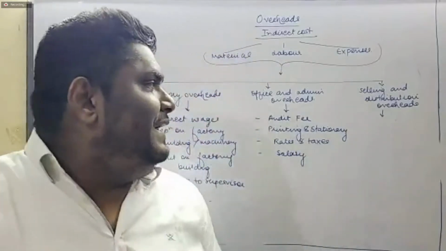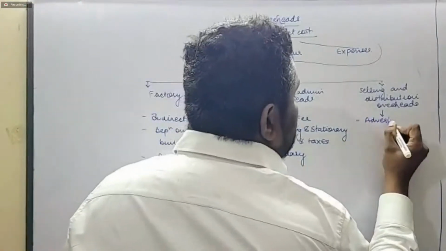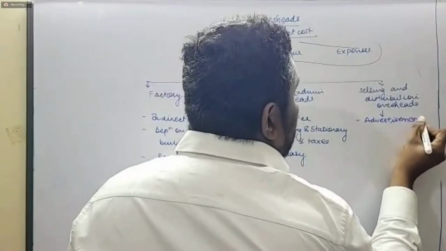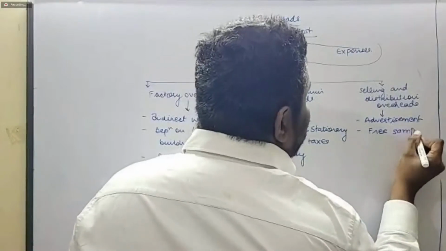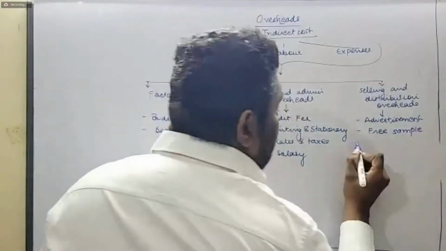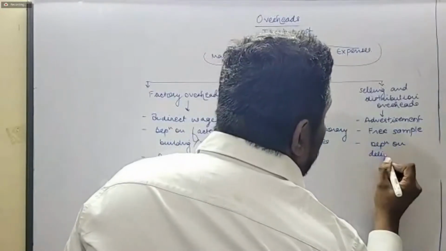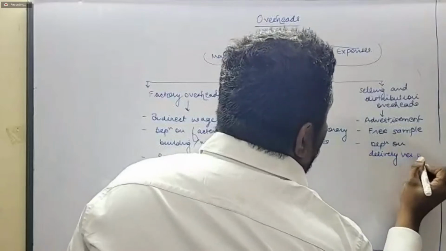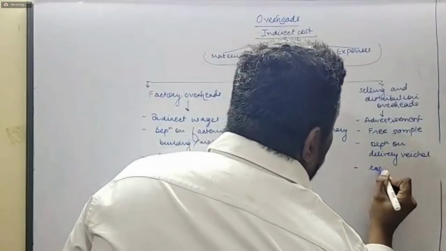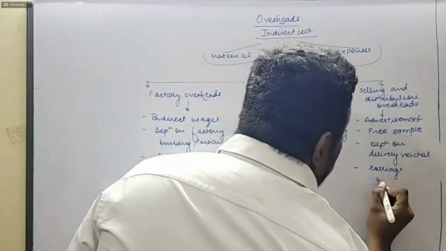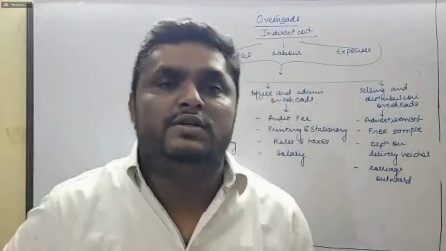When talking about selling and distribution overheads, we can say advertisement expenses. If free samples are distributed, again it is covered in advertisement expenditures only. Depreciation on delivery vehicle. Carriage outward if paid by our company. So this is all covered in selling and distribution overheads.